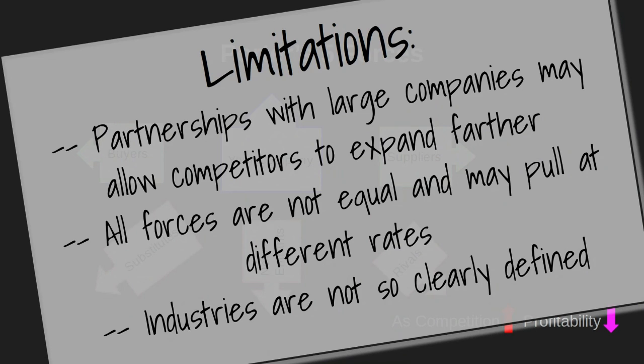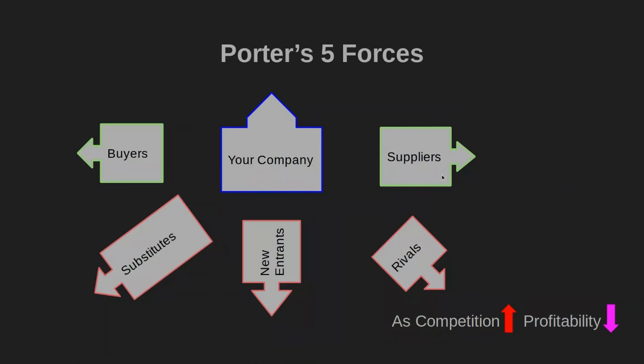So these are the 3 limitations that you need to take into consideration with Porter's 5 because they're all still very important. So the 5 are buyers, substitutes, new entrants, rivals, and suppliers. And of course, we need to always remember in our business class, as competition goes up, profitability goes down.